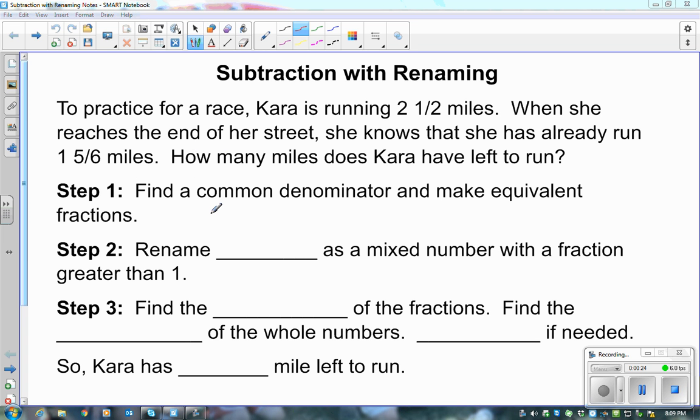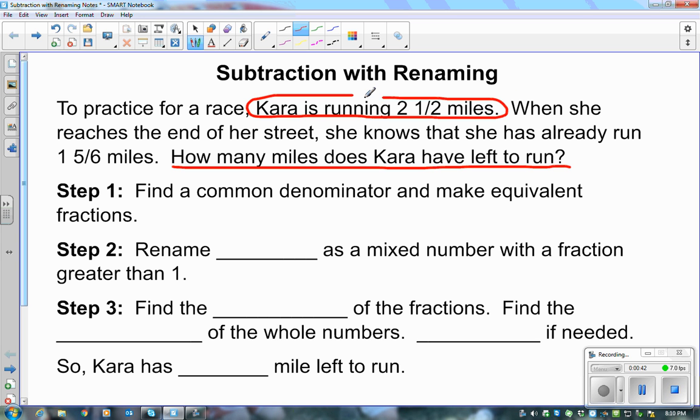It says, to practice for a race, Kara is running 2 1/2 miles. When she reaches the end of her street, she knows that she has already run 1 5/6 miles. How many miles does Kara have left to run? So we want to know how many miles Kara has left to run. Well, we know that Kara is running 2 1/2 miles, and we know that when she reaches the end of her street, she has already run 1 5/6 miles. And so to figure out how many she has left, we're going to need to subtract.